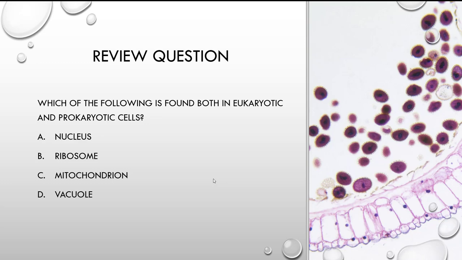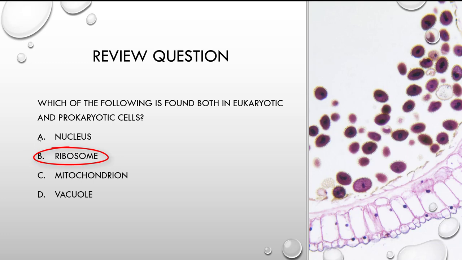All right, so here is our review question. Which of the following is found both in eukaryotic and prokaryotic cells? Is it the nucleus, the ribosome, the mitochondrion, or the vacuole? If you chose the ribosome, I would agree with you. That's one of our 4 basic components of a cell.